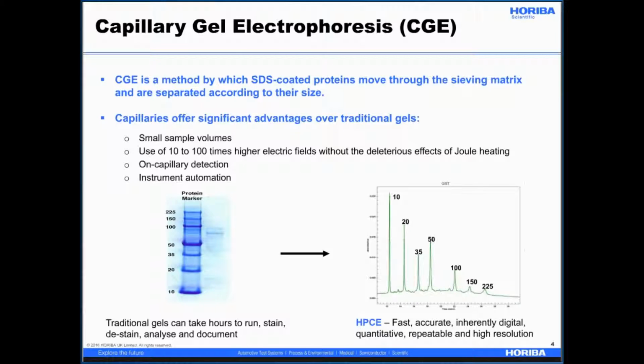The HPCE, on the other hand, is fast. We can see that separation is achieved within 30 minutes. It's very easy to quantitate, as the area under each of the peaks gives concentration. It is highly repeatable, and we get excellent resolution.